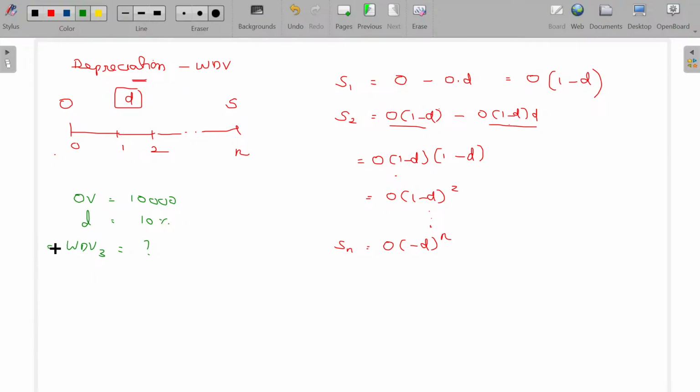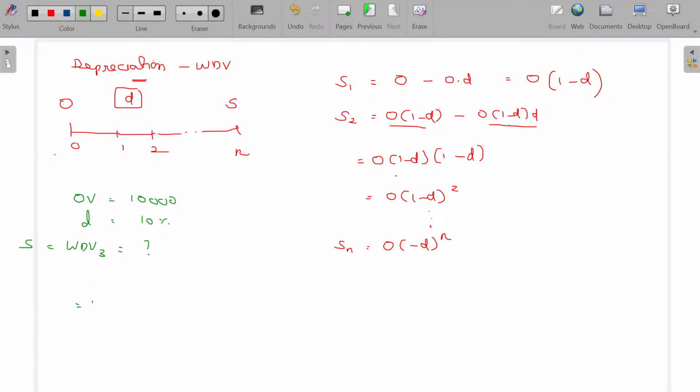WDV, usually I use the term scrap value by the end of third year. Clear? So under WDV method, from the 10,000 rupees, you have to subtract 10% depreciation for the first year. For the balance, again, you have to subtract 10%. In such a way you have to repeat for 3 years. Rather than that, you can straight away use this formula to get the answer.